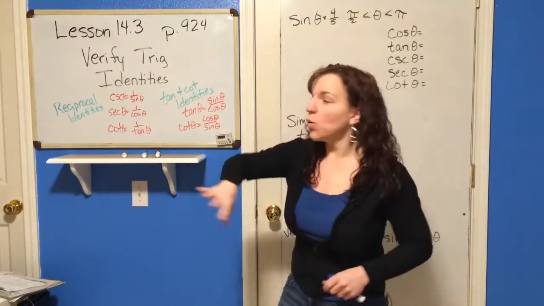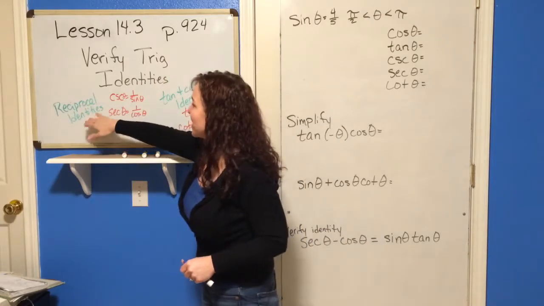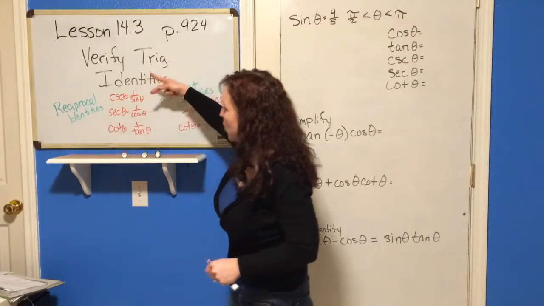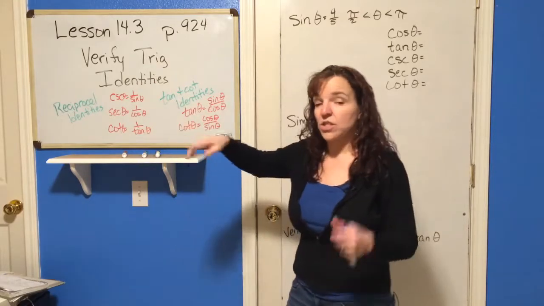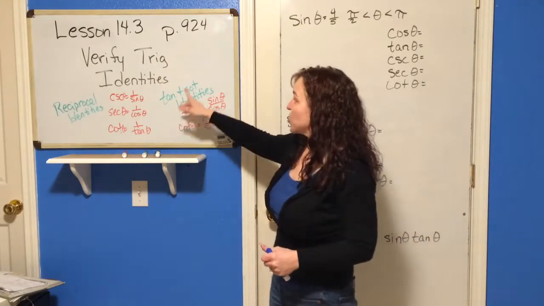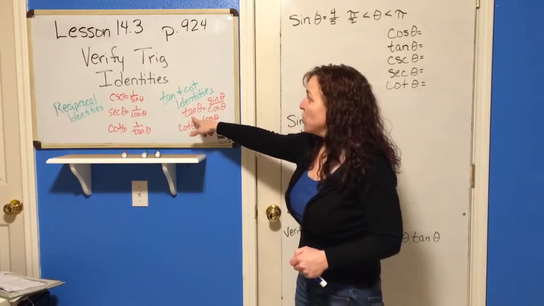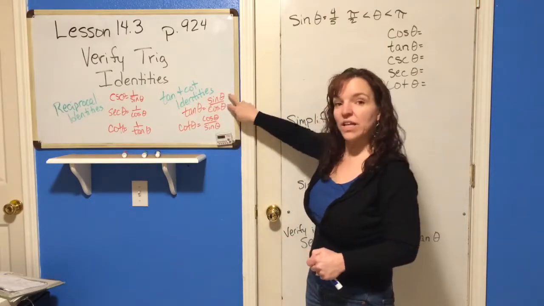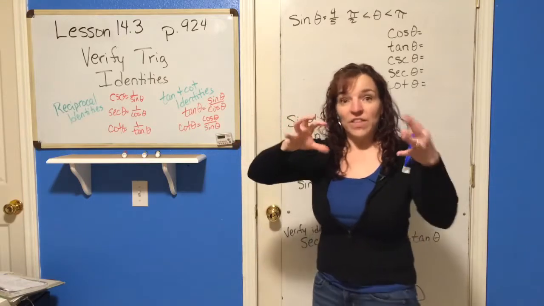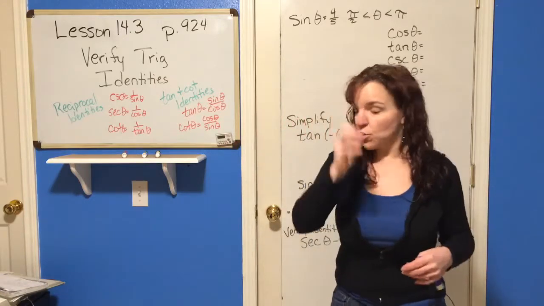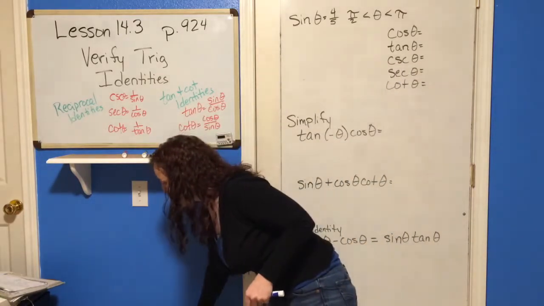you already know. You've already dealt with the reciprocal identities. You know cosecant is 1 over sine, secant is 1 over cosine, cotangent is 1 over tangent. You also already know the tangent and cotangent identities. You know that tangent is sine over cosine, and you know that cotangent is cosine over sine, all right? These you know, you should be familiar with, you should recognize. Let me give you some new ones.